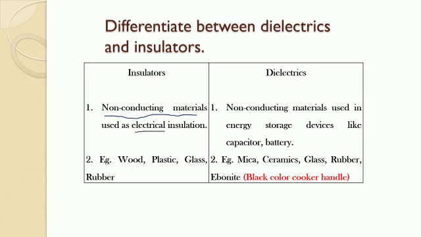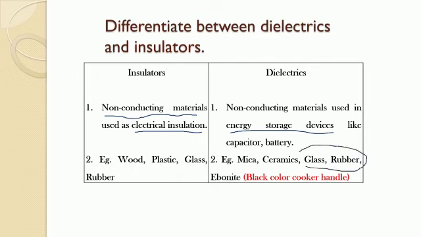Insulators are used as electrical insulation that prevents electrical shock and other electrical problems, whereas dielectrics are used in energy storage devices like capacitors and batteries. The examples of dielectrics are mica, ceramics, glass, rubber, ebonite. Ebonite is nothing but the usual cooker handle which is black in color.